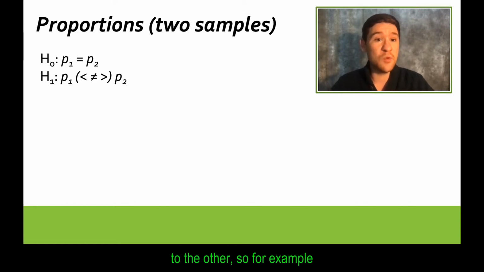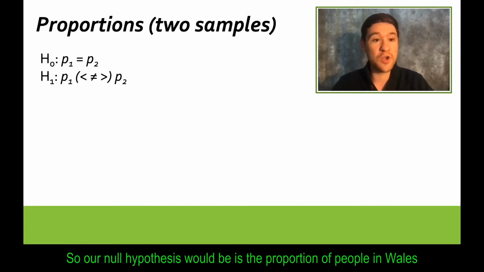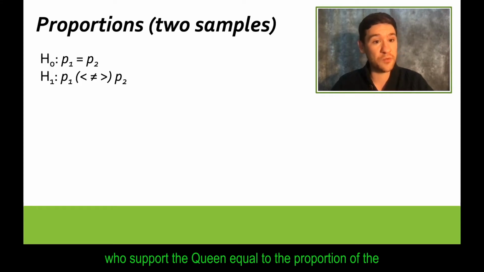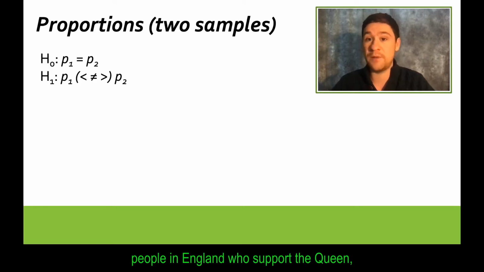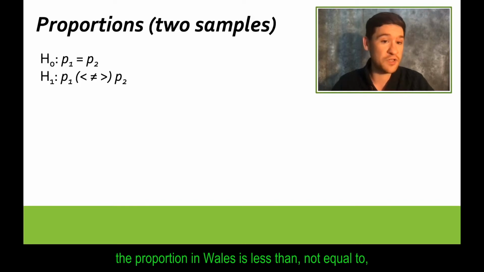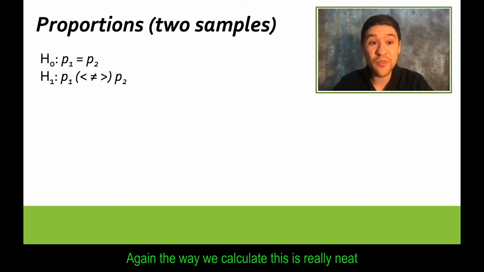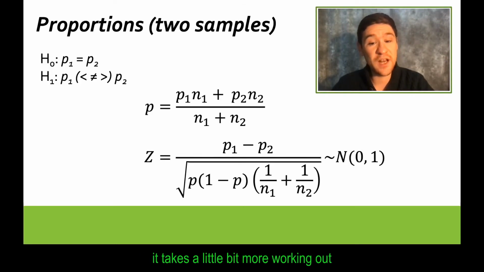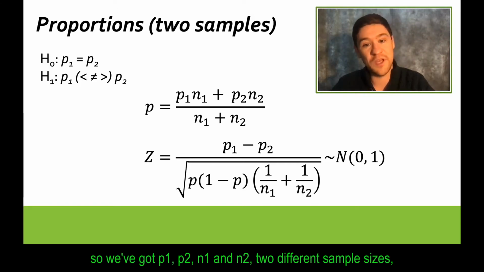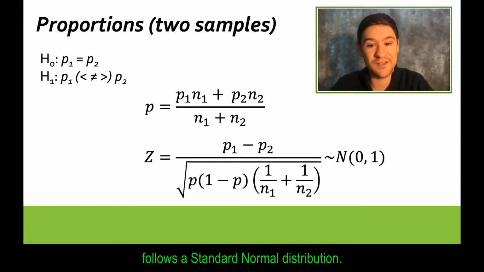So for example, what if we just wanted to know, is support for the Queen different in Wales to what it is in England? So our null hypothesis would be, is the proportion of people in Wales who support the Queen equal to the proportion of the people in England who support the Queen? And the alternative would be that the proportion in Wales is less than, not equal to, or greater than the proportion in England. So we're not comparing to a specific number now. Again, the way we calculate this is really neat. It takes a little bit more working now. So now we've got P1, P2, N1 and N2, two different sample sizes. But this thing then, Z, follows a standard normal distribution.